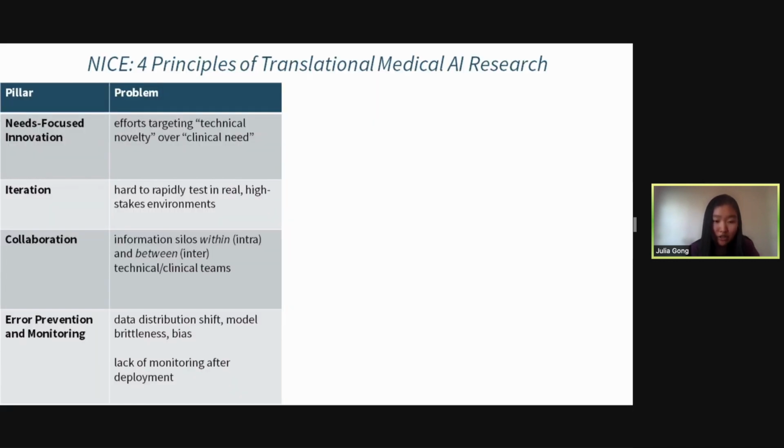For error prevention and monitoring, there are a lot of different issues that pop up in the wild when you're done testing on your single held-out test set, right? Like data distribution shift, model brittleness and robustness, and bias. And in addition to this, there isn't necessarily a standard for how to monitor these models after they're deployed in the wild.